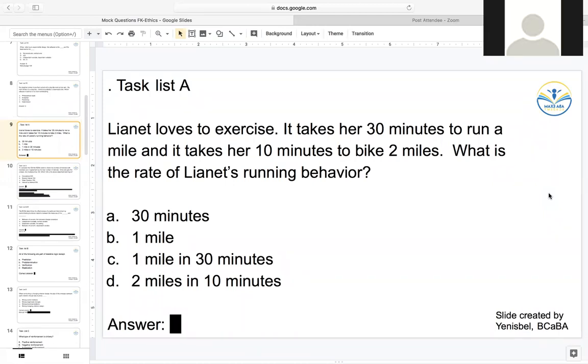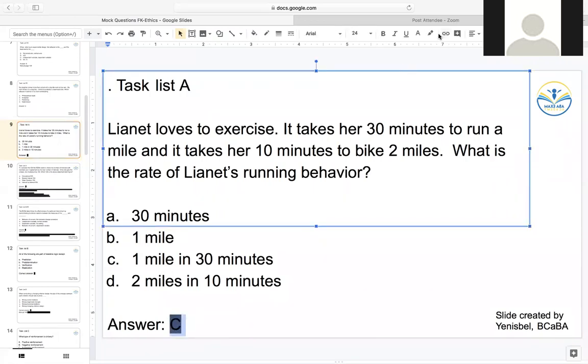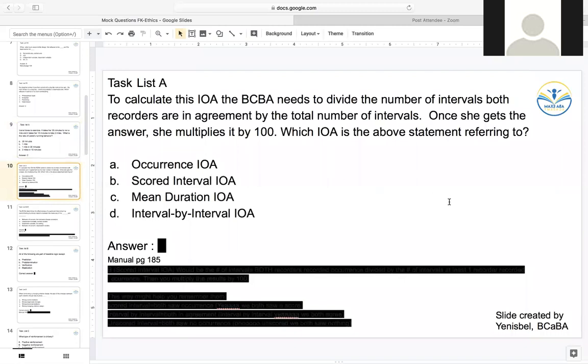C. C, 1 mile in 30 minutes. Okay, so Rita, what is the key thing in this? Why would you say C? What is the key thing that lets you know that C is rate? Because rate counts over time. Agreed, C. Nice job, guys. Good job. Thank you. Okay, so who wants to read the next one?